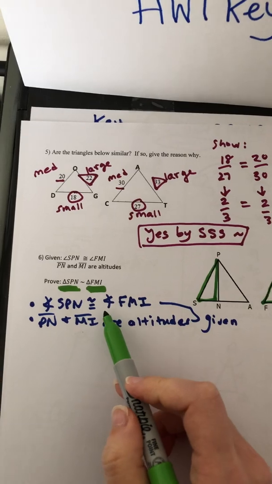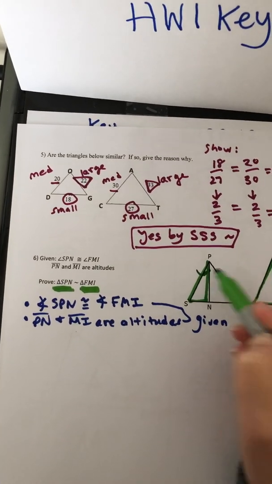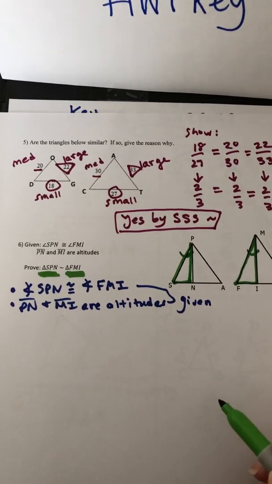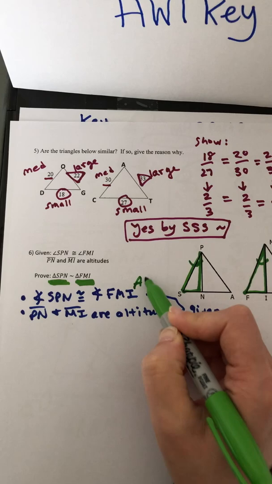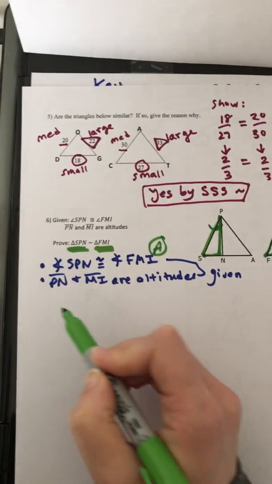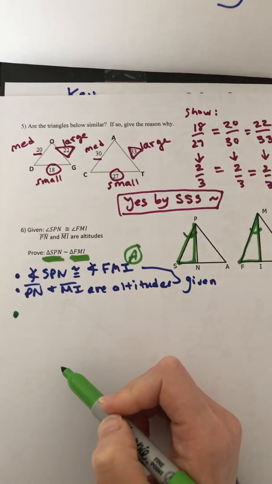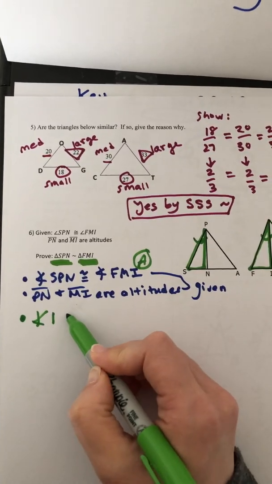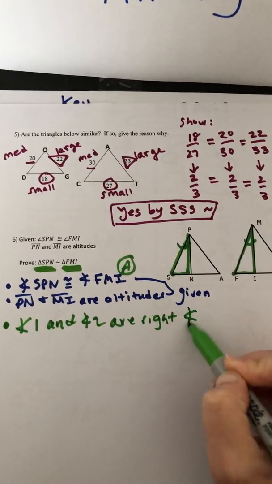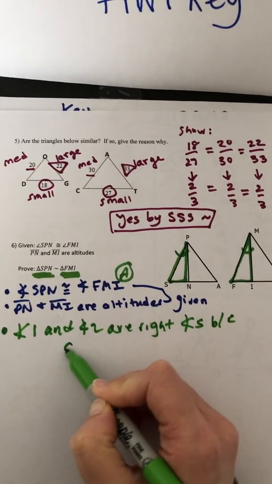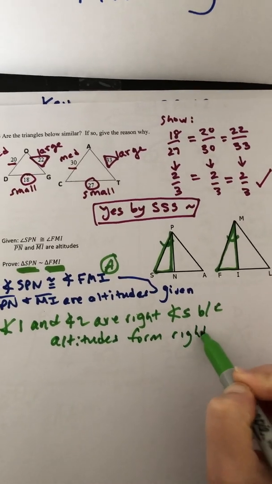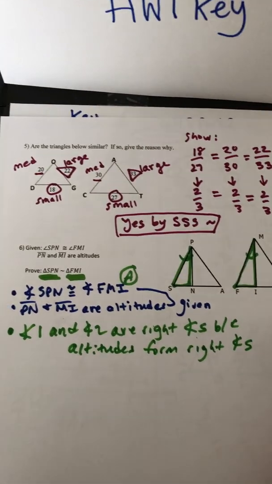Well, we already have one pair of angles that are congruent. SPN up here and FMI, those are congruent angles. So already this part gives us an A toward angle-angle similarity. Well, altitudes gives us something else. Altitudes give us what? Right angles. So we're going to find right angles. Angle 1 and angle 2 are right angles because altitudes form right angles.